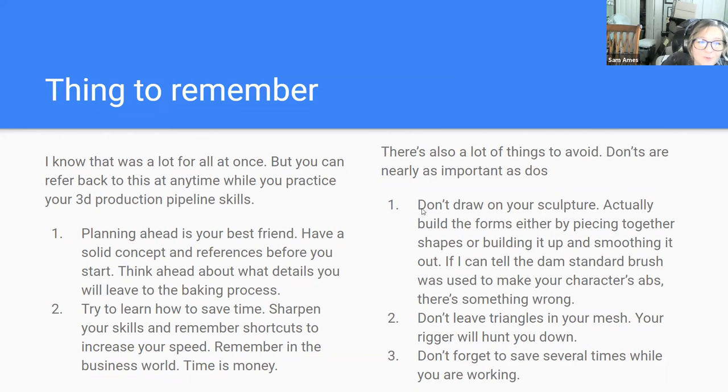But another thing is that he always said, not to draw on your sculpture. Don't just draw your character's abs with the standard brush. I remember he'd get so mad about that, but you know, we're artists, we can figure it out. You got this. When you're retopologizing, try not to leave triangles in your mesh, because my friend Jackie, our rigger, will get mad at you, and you don't want to upset our rigger. You wouldn't want her to come hunt you down in the middle of the night while you're sleeping. Don't leave triangles in your mesh. Also, don't forget to save several times while you are working. I will scream this so loud at all of my discarded projects that are in cyberspace somewhere that I will never ever get back. All right, and that's that.